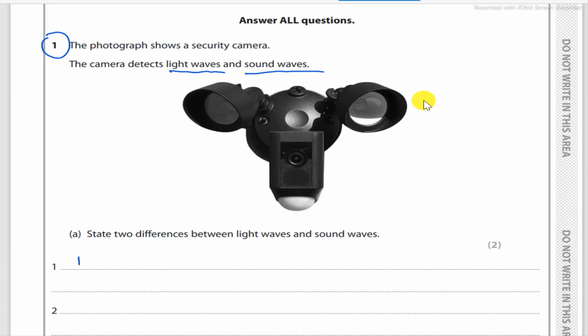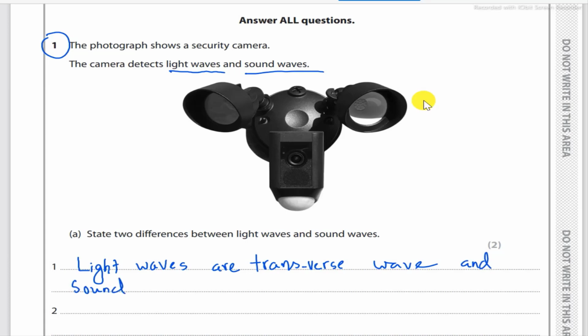Light waves are transverse waves. On the other hand, sound waves are longitudinal waves.